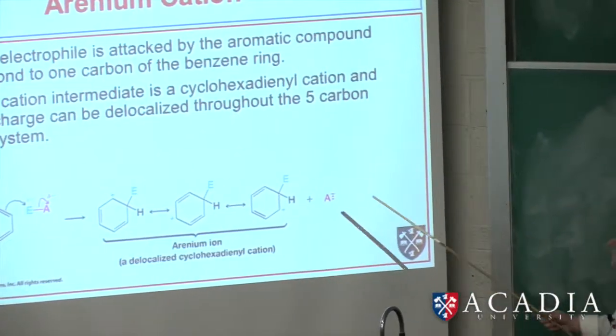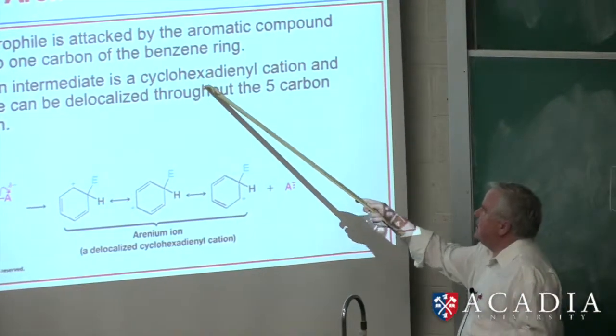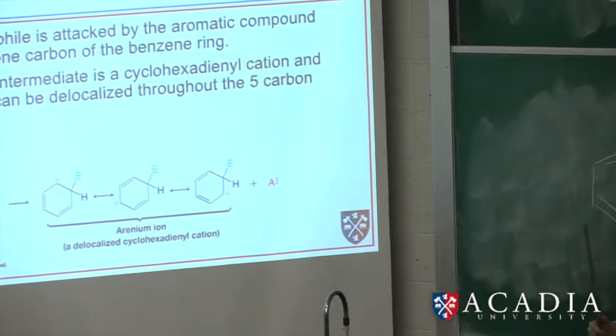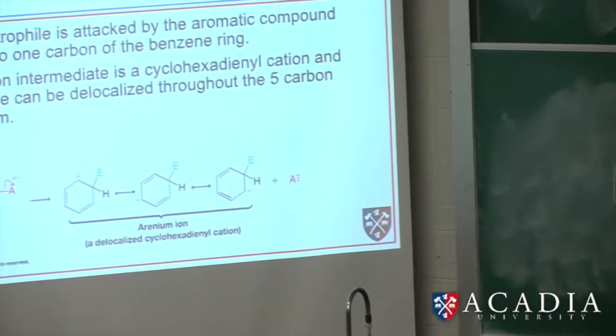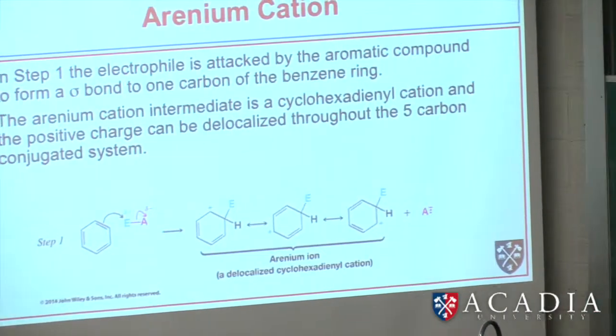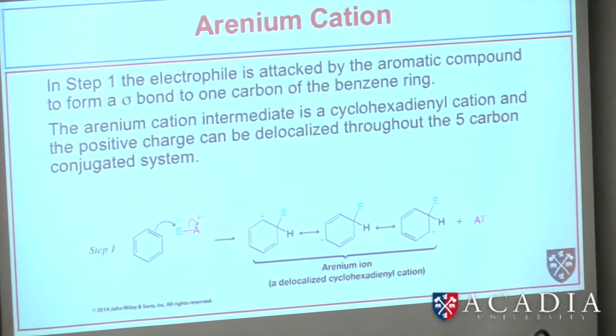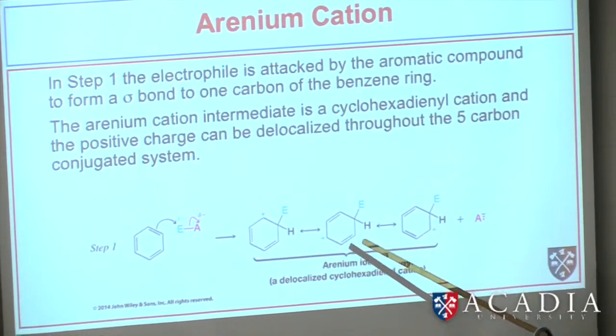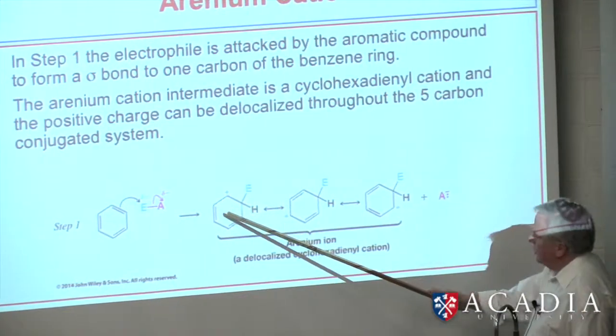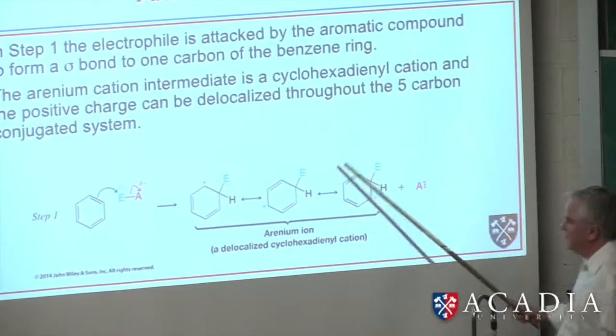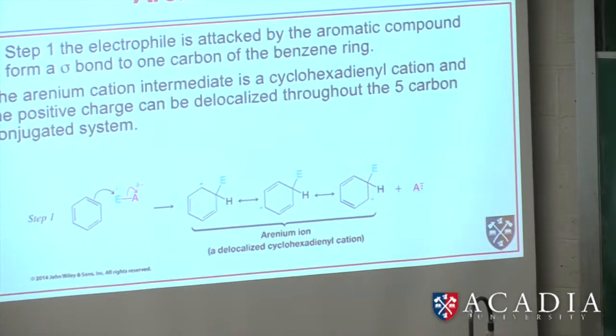So this rhenium cation, it's a cyclohexadienyl cation, so it's somewhat stable, but it's certainly much less stable than the neutral aromatic compound from which it was formed. But it's somewhat stable because we can delocalize that positive charge over 3 different carbon atoms on the ring.